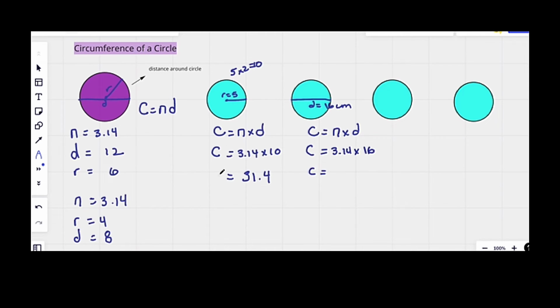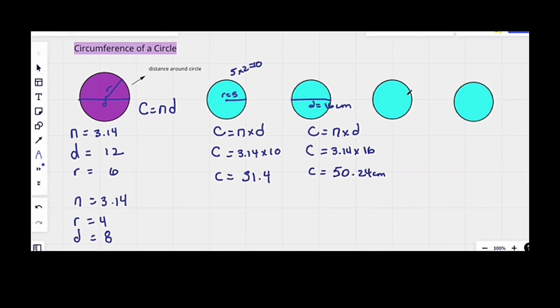Okay, let's just make sure we have it here. 3.14 times 16 equals 50.24. Now, because they're telling us that it's centimeters, you have to remember in your answer, you have to say the circumference of the circle is 50.24 centimeters. Okay, we've got one more question to go. Actually, we've got two to go.